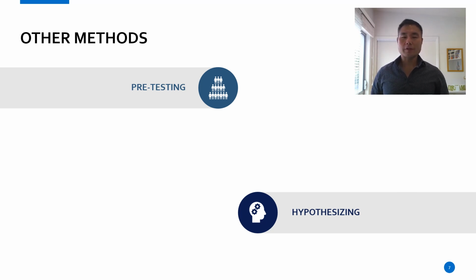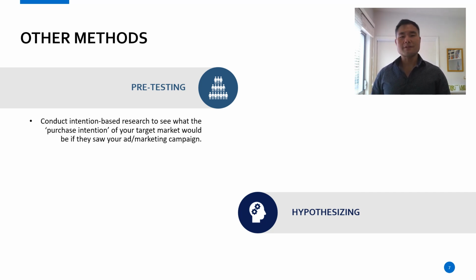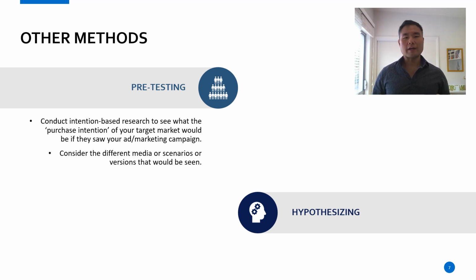Well, one thing previous groups can do, and some agencies in industry used to do, is pre-testing. So what that means is you're conducting research on some version of your ad or some version of your market campaign to try and figure out what people might intend to do when they encounter your ad. So this means asking people to consider what they would do if they saw your ad on a certain medium, or maybe asking them to assess different versions of your ad.